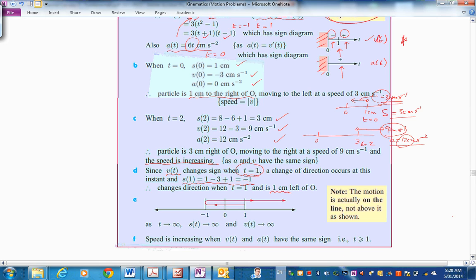So let's try and put this on a diagram here. This is a displacement diagram, little s. I think they should be labelled. So here we go. Where does it start?